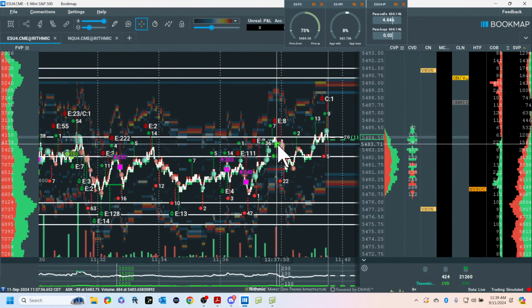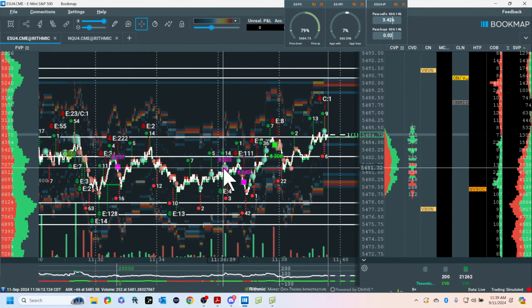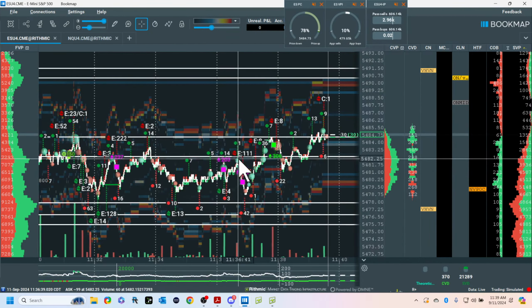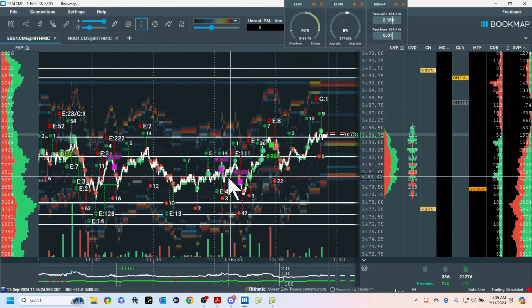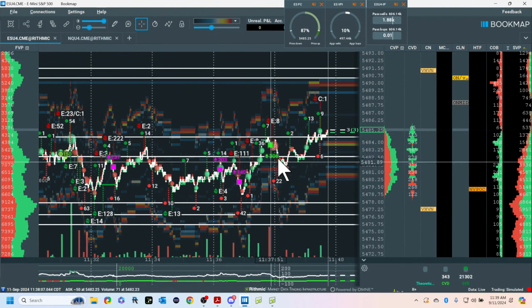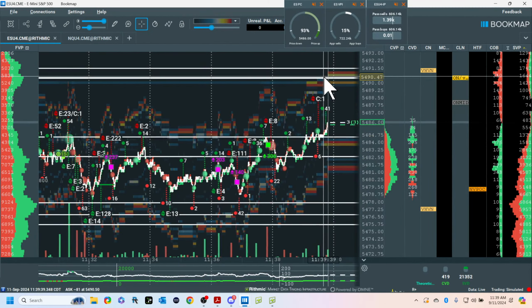If I get above these guys who were absorbed and I come down to where the sellers were overpowered, which is here, here, here, and the buyers took control, then I can come back here. Here's my sellers. If I get above here, north.